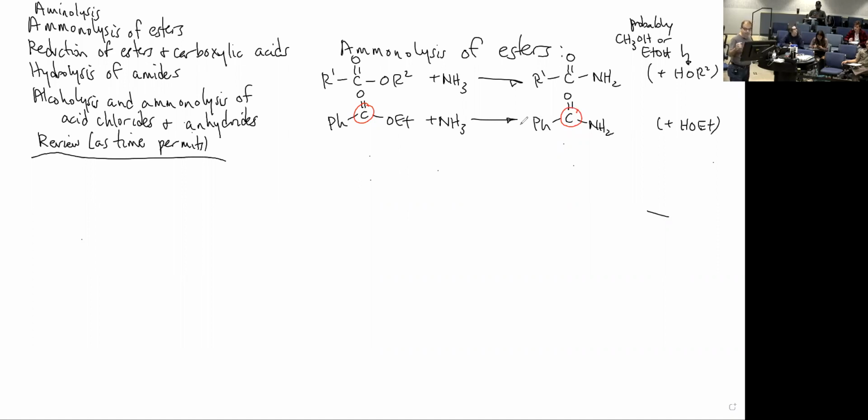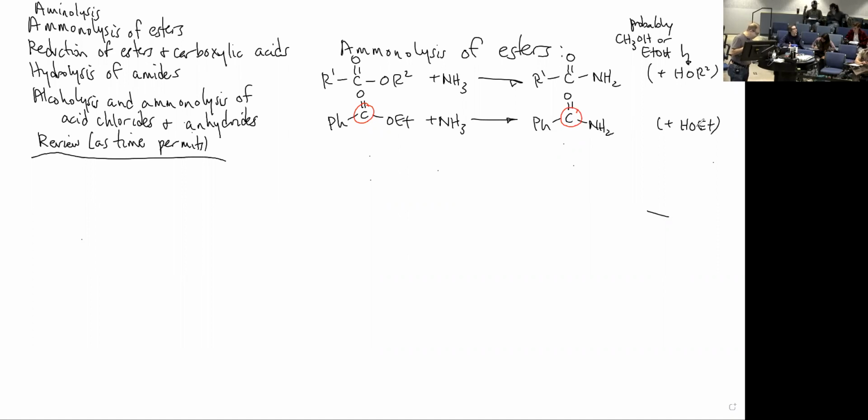But the important point here is this is another nucleophilic acyl substitution reaction. You've got the alcohol portion of the ester and the ammonia switching places. And so effectively, the NH2 portion of ammonia switches places with the alkoxide portion of the ester, and you get the primary amide, plus as a side product, a molecule of probably methanol or ethanol. So that's just another reaction of this type.